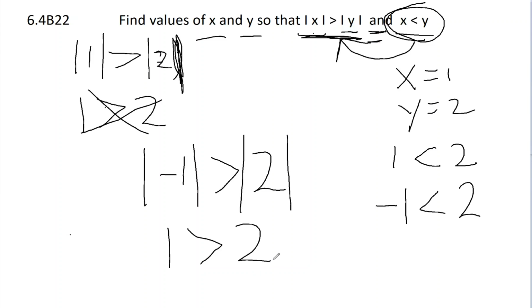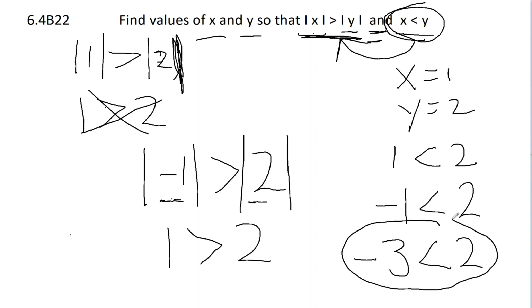No, but I'm thinking that if we think in terms of a number that's greater than 2 in negative form, like the absolute value of a number that's greater than 2, we might be in good shape. What if we tried this? What if we said negative 3 is less than 2? So that's going to work for this one.